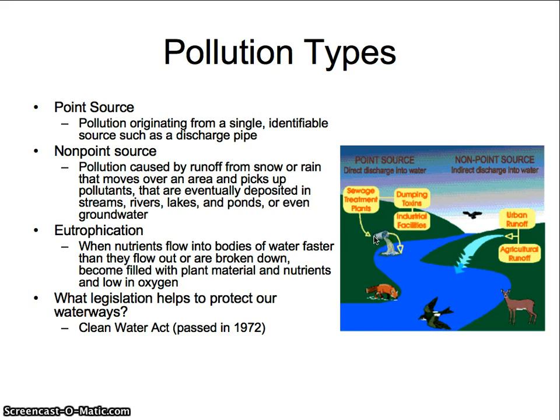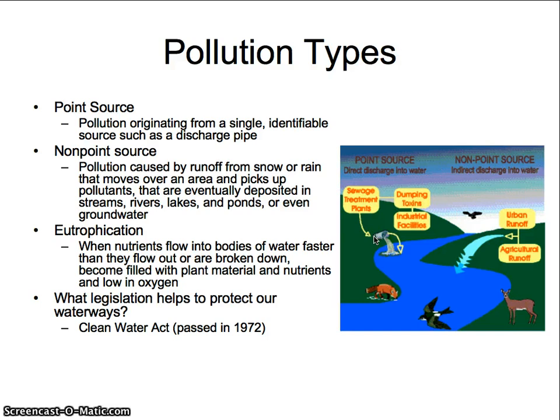Non-point source pollution is a little bit harder to identify. It's caused by runoff from snow or rain that moves over an area, picks up pollutants, and those pollutants are eventually deposited into a river or stream. Non-point source pollution would be an example of all of the salt that was on the roadways this winter. The rain is now starting to pick up the pollutants of the salt, and that will eventually end up in the groundwater, rivers, streams, lakes, and ponds.